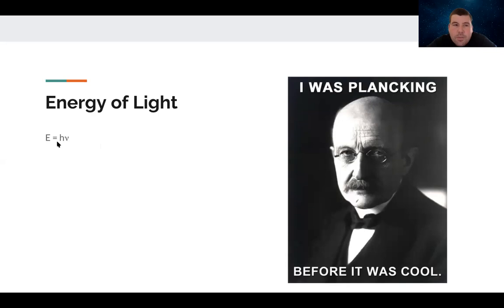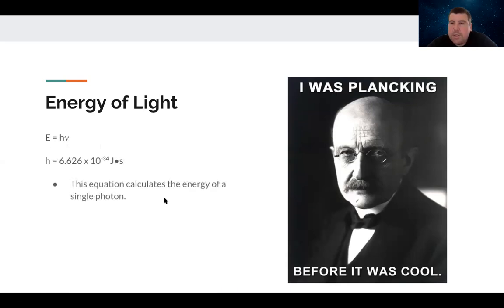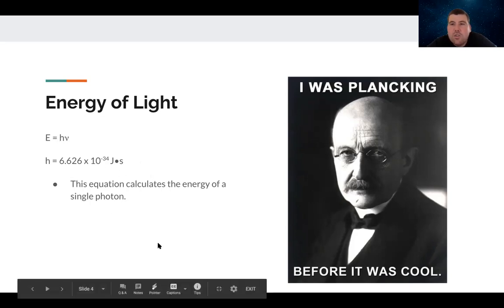E equals h nu. E is the energy of light. Nu is frequency. And h is Planck's constant, which is why we have this excellent picture over on the right-hand side. Planck's constant is a number which was derived for the quantization of light. Really, it's just a number you need to be able to calculate the energy of light given the frequency of a photon. So E equals h nu. H is 6.626 times 10 to the negative 34th joules seconds. And when you multiply h and nu, the seconds will cancel, giving you the units of joules.